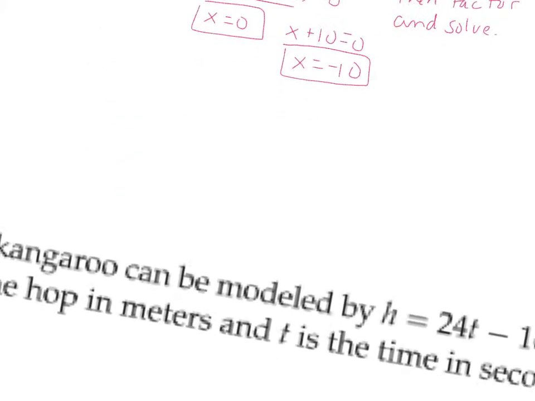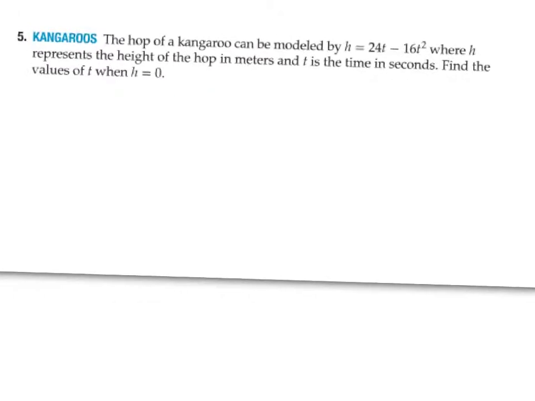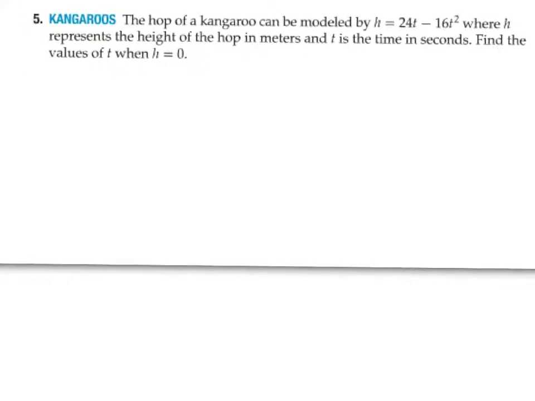All right, and our last problem here is a word problem, and you're going to notice that in this particular unit we're going to start picking up a lot more word problems. It says the hop of a kangaroo can be modeled by h equals 24t minus 16t squared, where h represents the height of the hop in meters and t is the time in seconds. Find the values of t when h equals 0, okay? So when I'm looking at this problem, they've already told me that h equals 0, and they've given me the equation to work with here. So I'm just going to simply set it up. 0 equals, and then I've got my 24t minus 16t squared. So all I did was plug in 0 there for your h, okay?